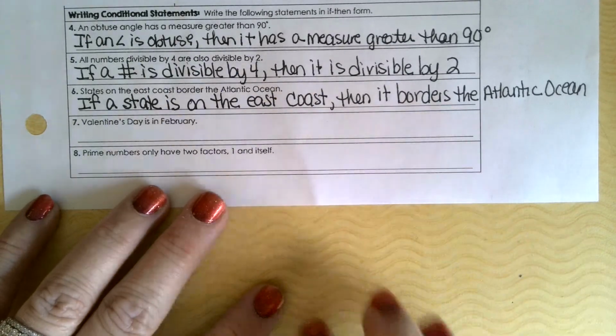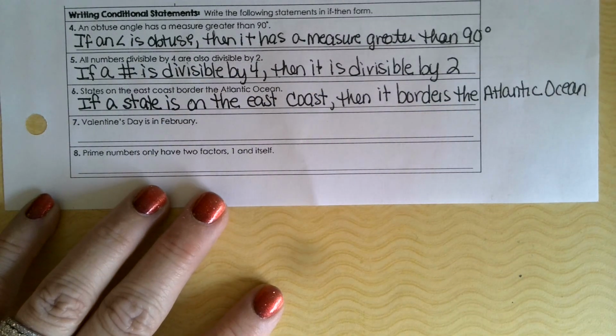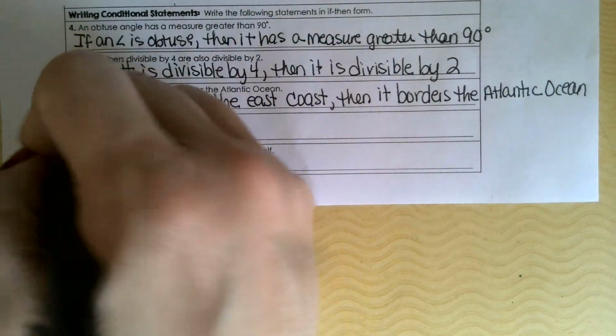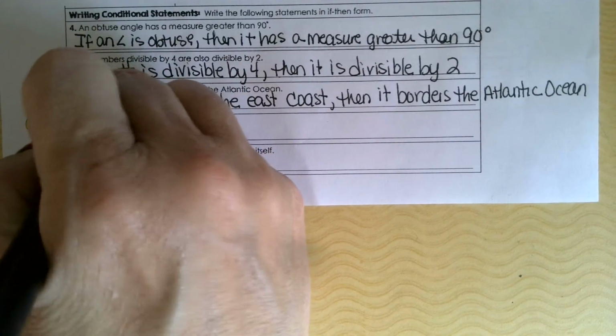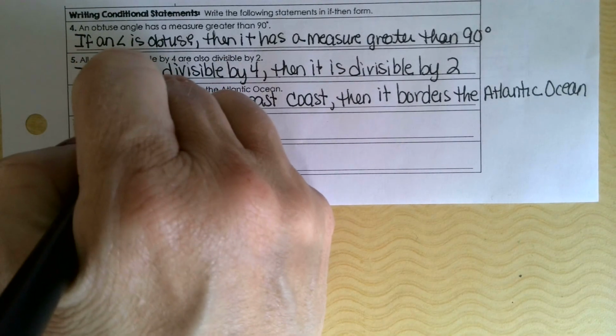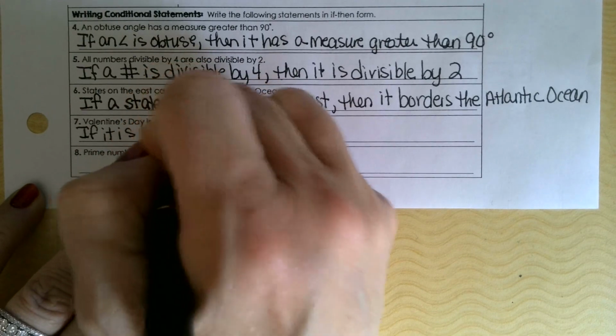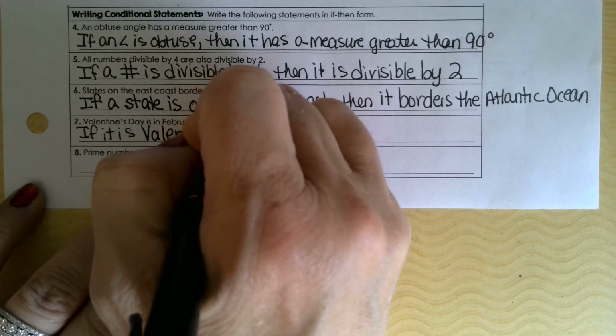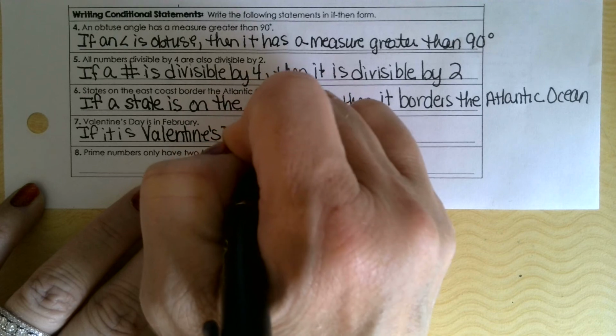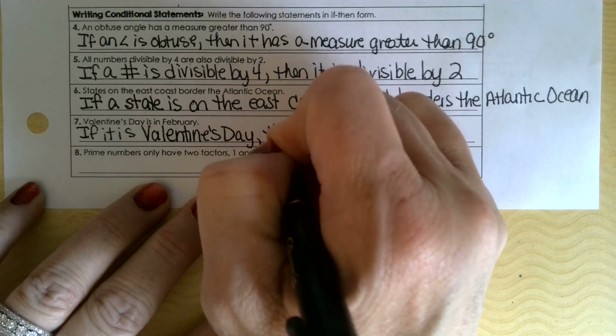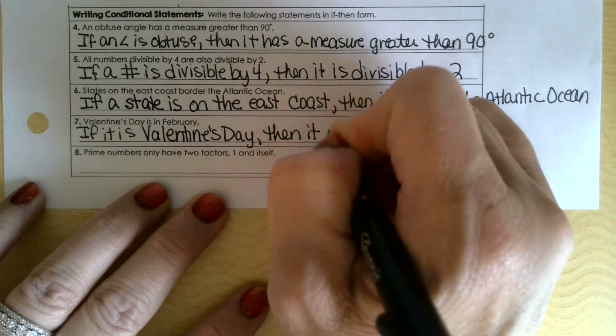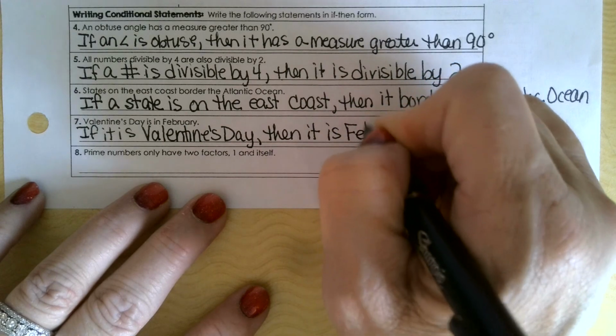Okay, number 7, Valentine's Day is in February. So this is how you could write that. If it is Valentine's Day, then it is February.